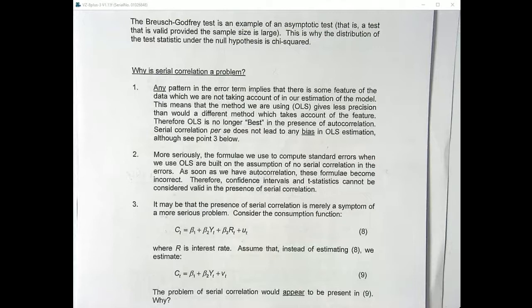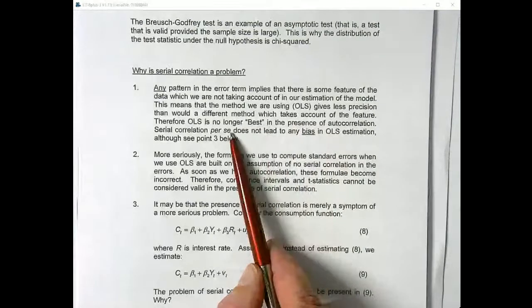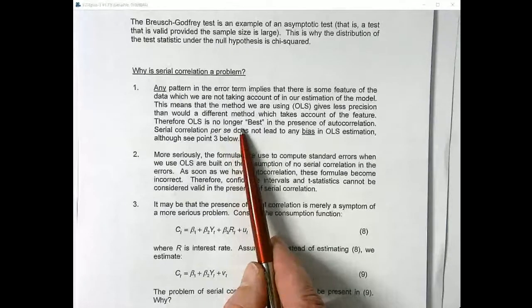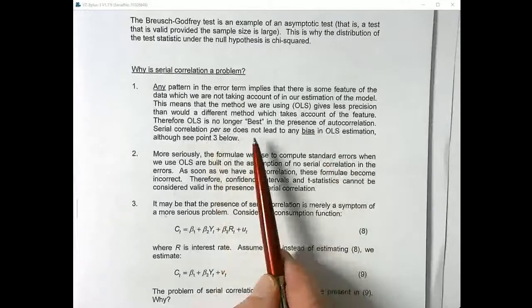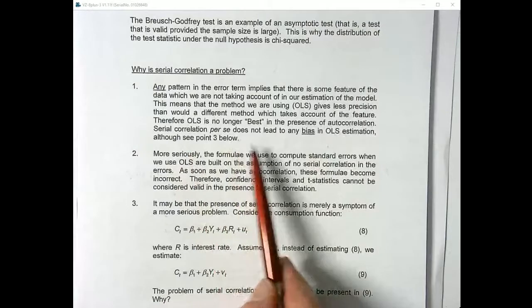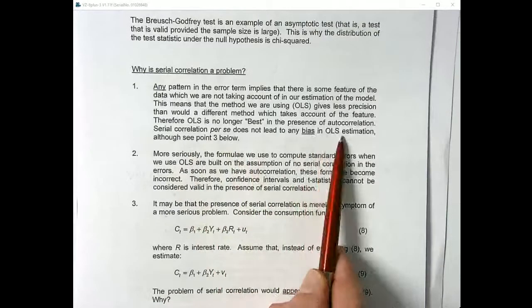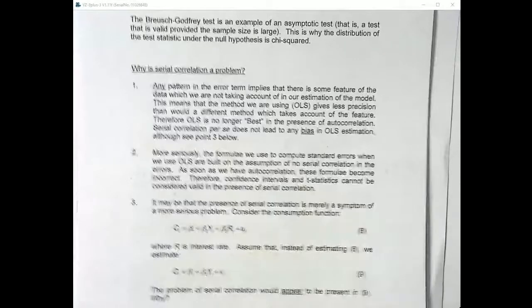Ordinary least squares takes no account of these patterns. So this is the point. This is why ordinary least squares is no longer the best estimator when you have any sort of pattern, including autocorrelation. Autocorrelation, serial correlation, remember they're the same thing. Serial correlation per se does not lead to any bias in estimation, although see point 3 below.